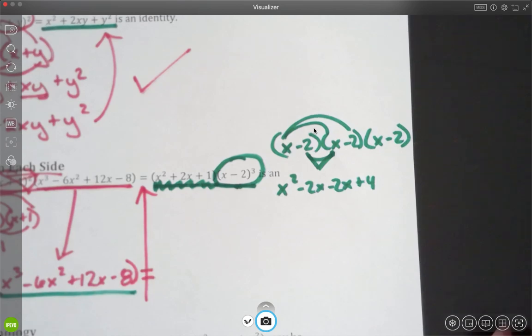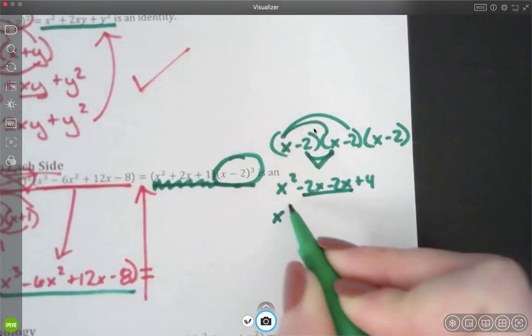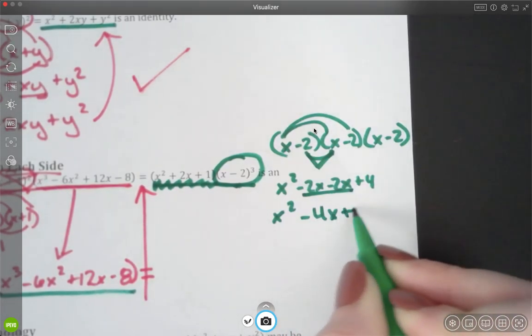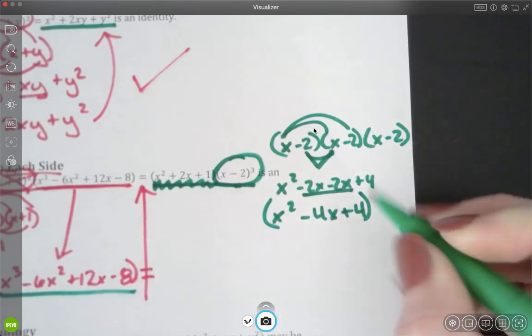So now, what I could do is take this, the way that it's written right now, times x minus 2. But you want to combine the middle 2 pieces so that it's less work later on. So x squared, combine those, minus 2x, minus 4x, plus 4. And then now I'm going to multiply by x minus 2.